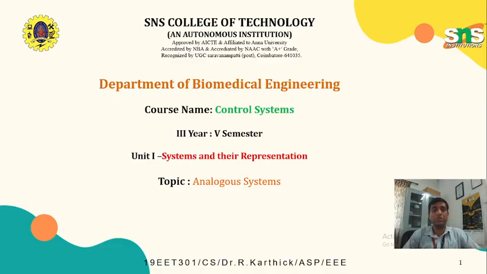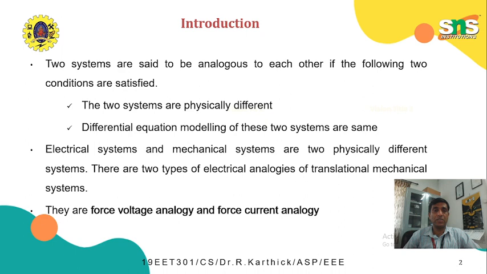So, this is Dr. Akatik, and in our lecture series for control system, today's topic is going to be the analogous system. So, what is this analogous system? Now, two systems are said to be analogous to each other if the following two conditions are satisfied. That is, the two systems are physically different, but the differential equation modeling of these two systems are the same. Now, when these two conditions are satisfied, we can say the two systems are analogous to each other.